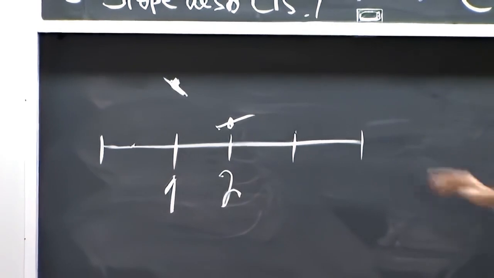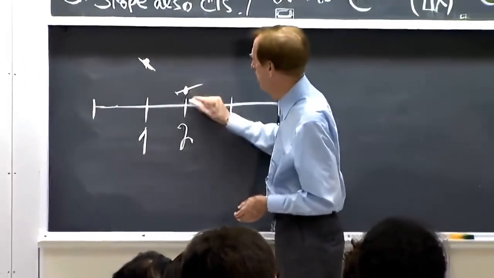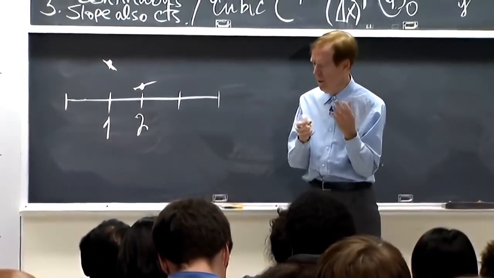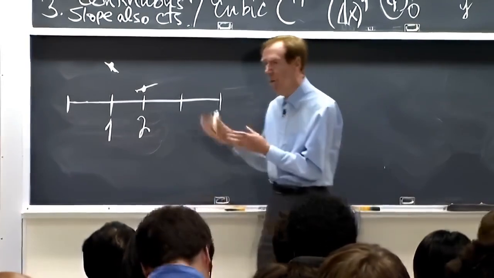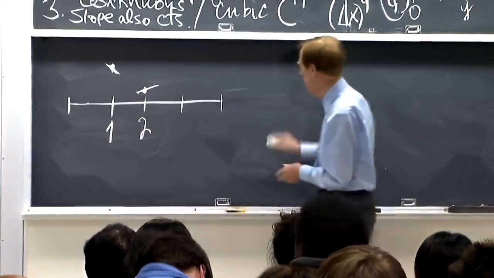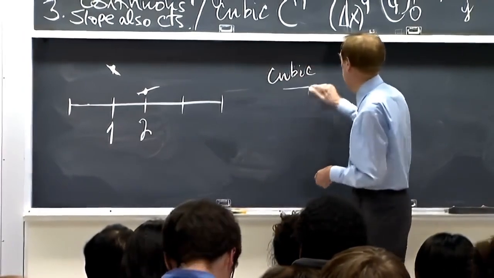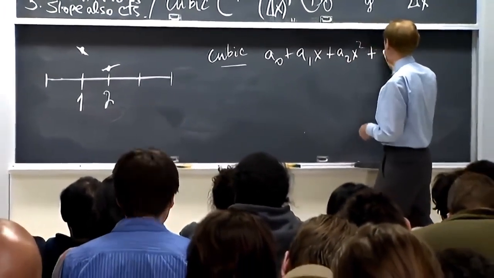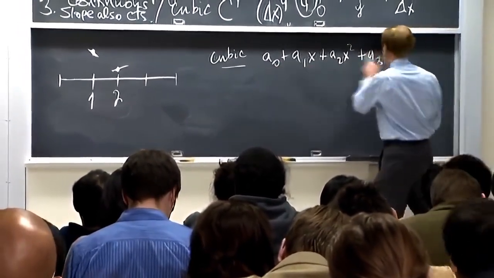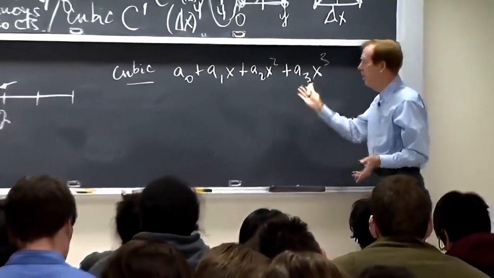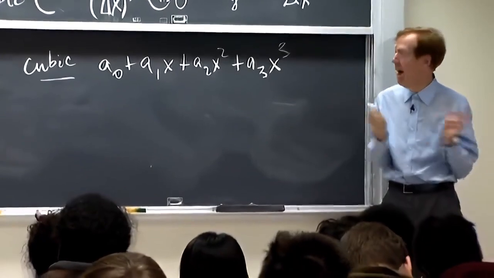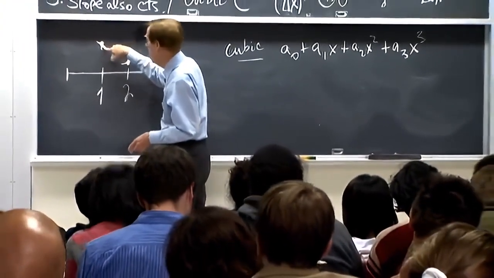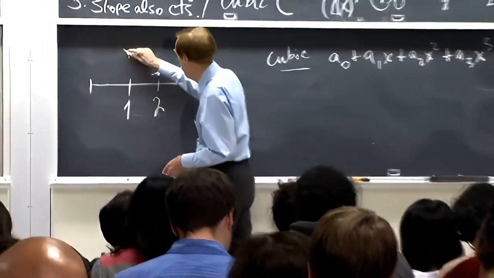Here's the good point. Those 4 numbers, the 2 heights and the 2 slopes, give me 4 quantities. How many quantities do I need to determine a cubic? By a cubic I mean something like a0 plus a1x plus a2x squared and a3x cubed. It's called a cubic because it's x cubed. So how many numbers here? 4. Perfect match. There's exactly 1 cubic that has a specified height and a specified slope at these 2 ends.